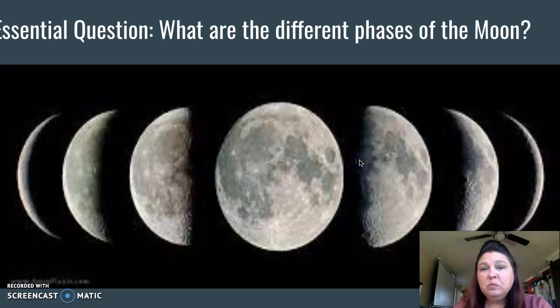The essential question is, what are the different phases of the Moon? And you can see a representation here of what we could see in the night sky, from a crescent moon to a half moon to a full moon, back down to a crescent moon.